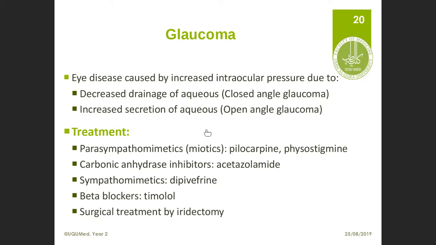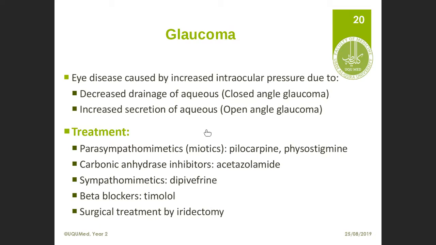And we have some drugs like parasympathomimetics. These are the miotic drugs, pilocarpine and physostigmine, used for glaucoma. There are some carbonic anhydrase inhibitors. These are diuretics like acetazolamide, which is used to treat glaucoma. There are some sympathomimetic drugs, that is dapivirine. It is actually an experimental drug. It is not clinically used to treat glaucoma.